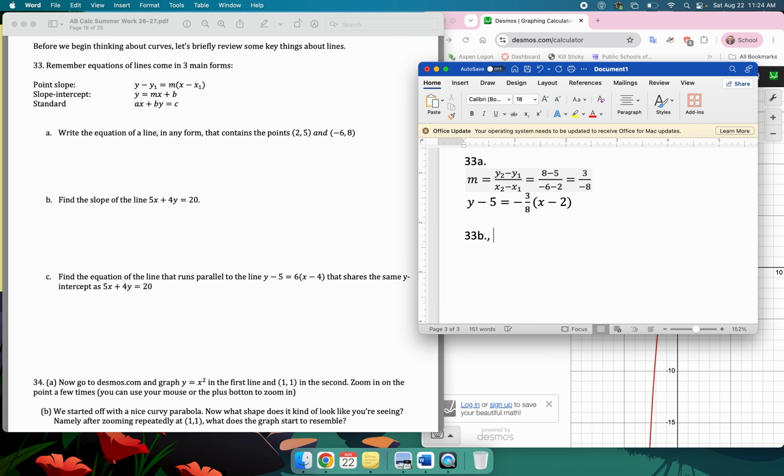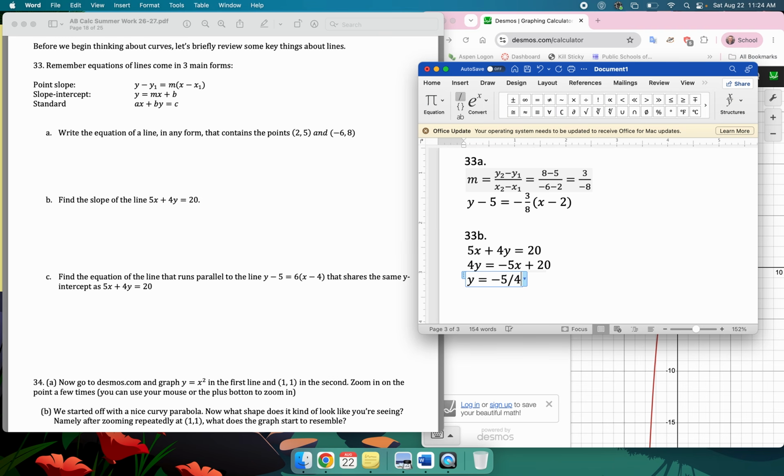33b. Find the slope of the line. Easiest way of doing this is to just put it into slope intercept form. So in other words, solve for y. So I'll subtract 5x from both sides and then divide by 4. And comparing this to slope intercept form, I can see that m is negative 5 over 4. So that's your slope.